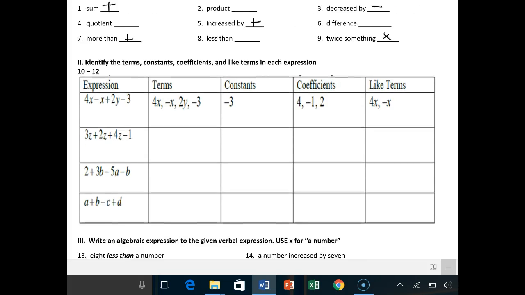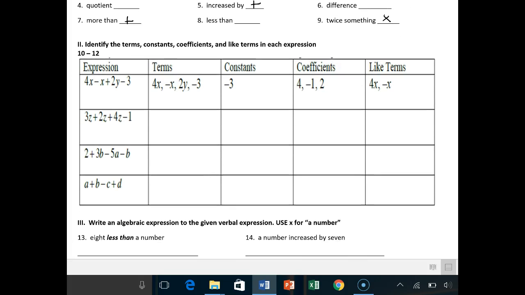All right. Section 2 says identify terms, constants, coefficients, and like terms in each expression. So we want the terms for this expression right here, 3z, 2z, 4z, and negative 1. So terms are simply things that are separated by plus and minus signs. So those are our terms right there. So literally everything. So 3z, 2z, 4z, and negative 1. Those are the terms.